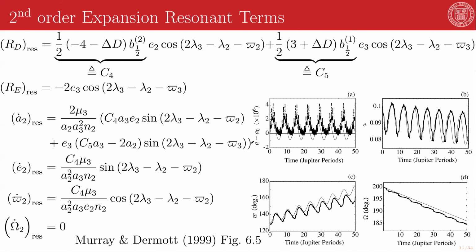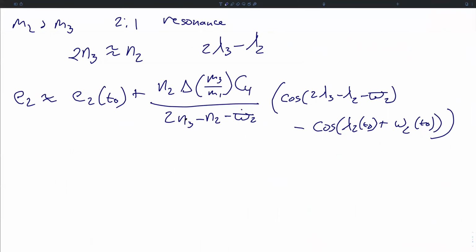As a final note on this, consider this denominator term 2n3 minus n2 minus varpi dot 2. This same exact denominator term is going to arise in both the expressions for a2 dot and varpi 2 dot for the resonant theory. So what that means is that as we approach exact resonance, as this combination goes to 0, we will have growth in the amplitude of all these variations, meaning a growth in the variation of varpi 2, and thus growth everywhere.